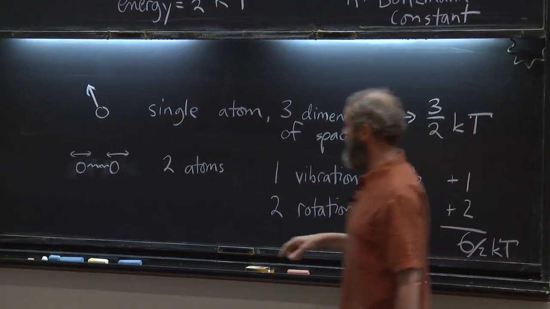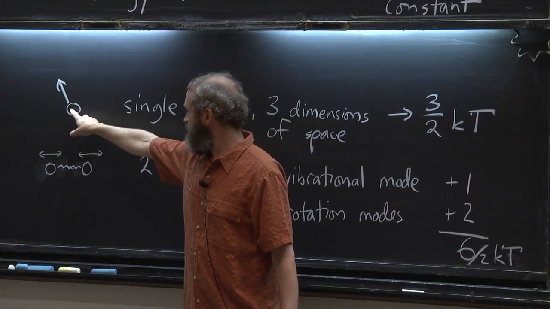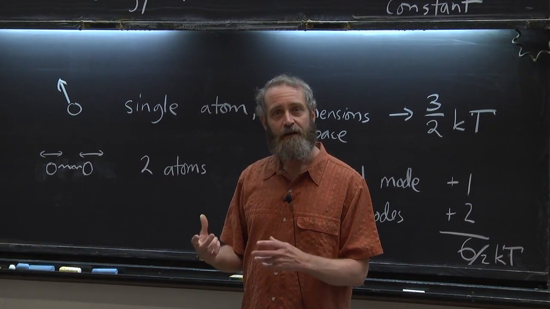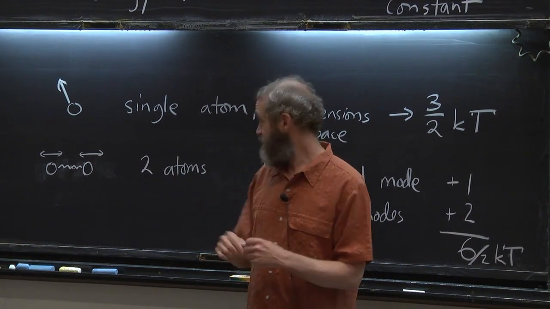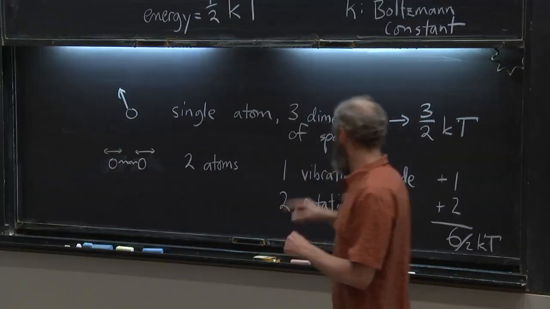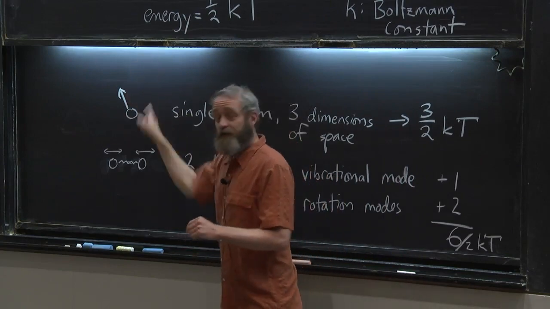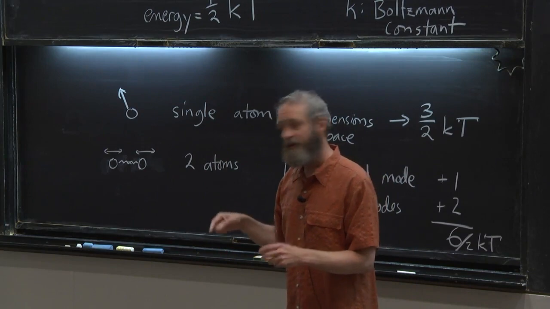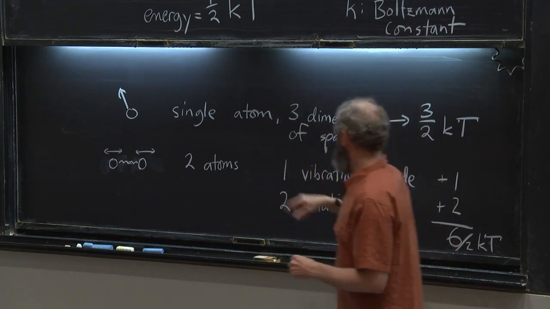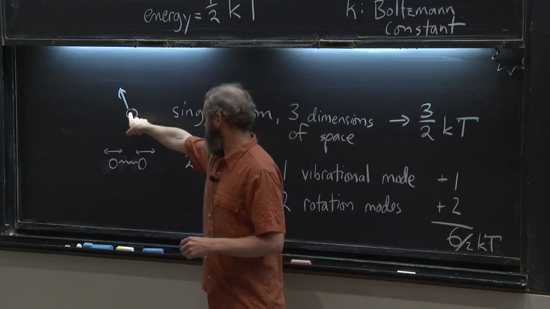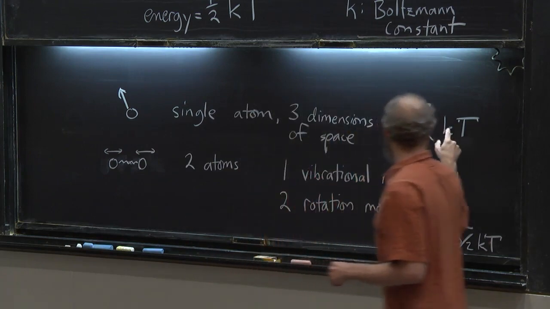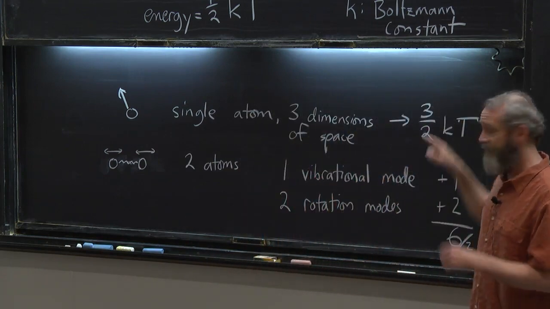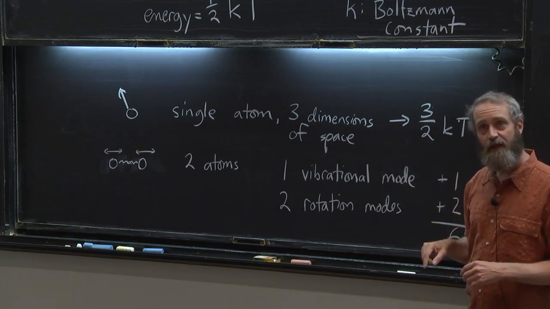So if you have a gas that consists of single atoms, not in molecules, like argon is in single atoms in the air, that thing is flying around in space. And because there are 3 dimensions of physical space, it turns out that a single atom gas like this will tend to have 3/2 kT of energy, one for each of the 3 dimensions of physical space.